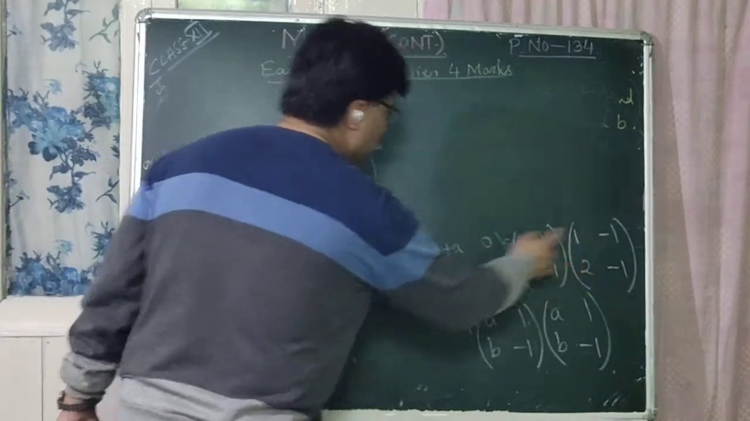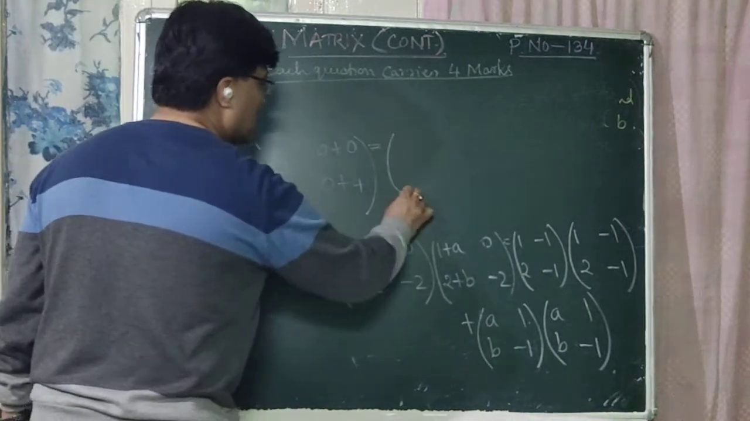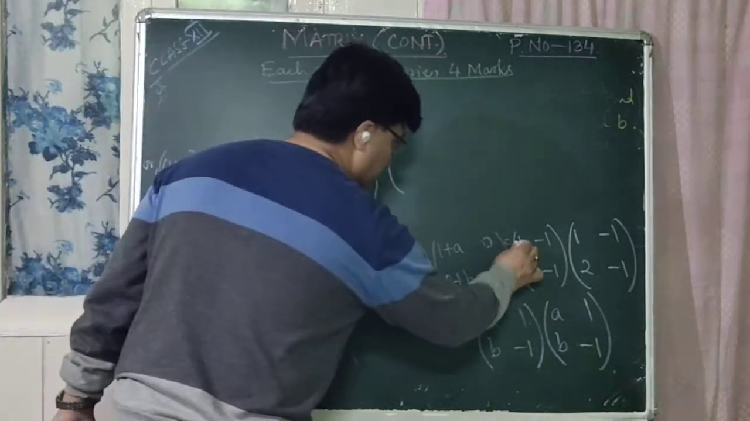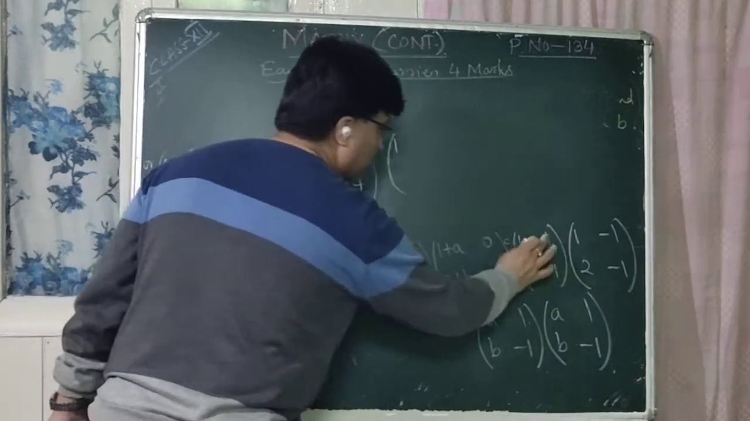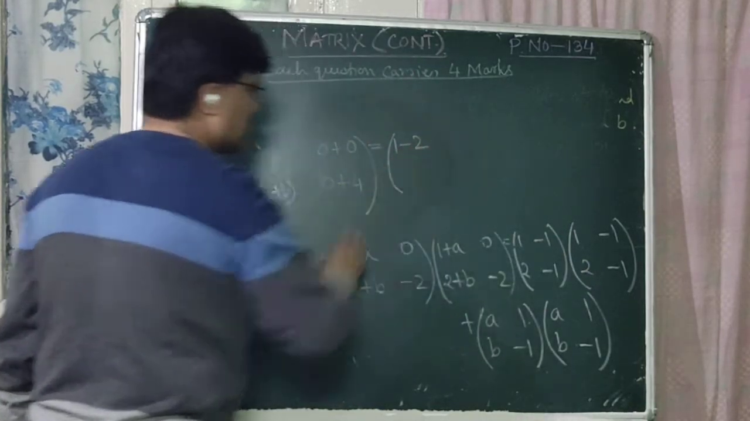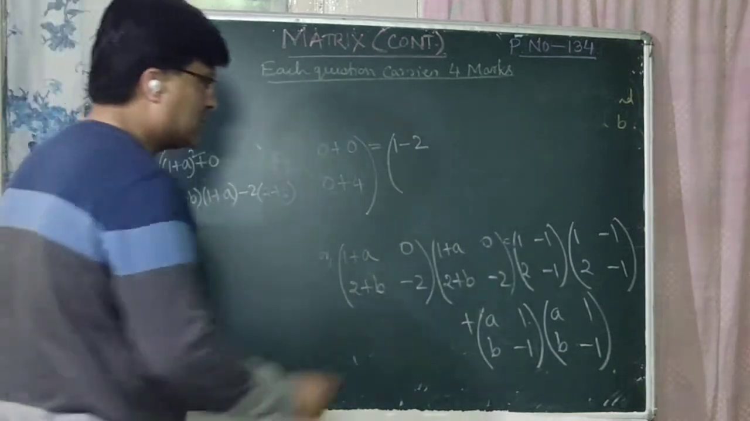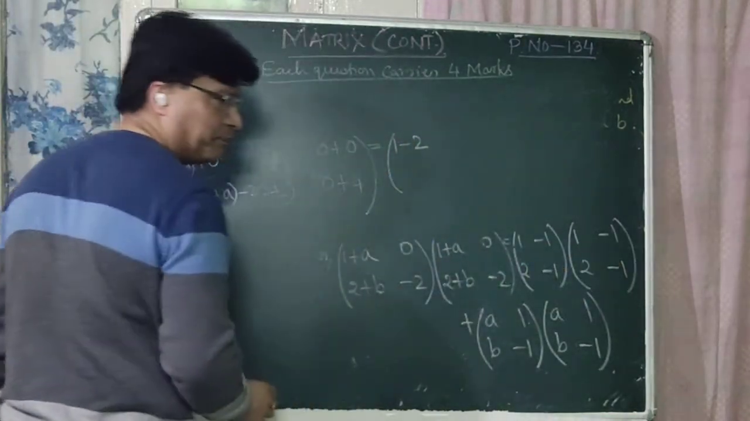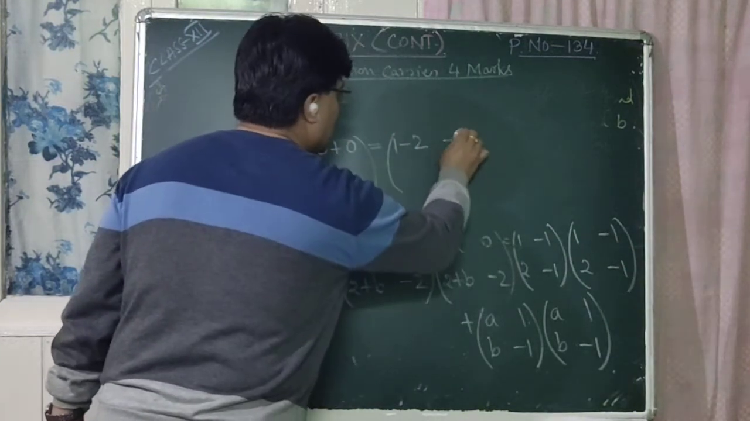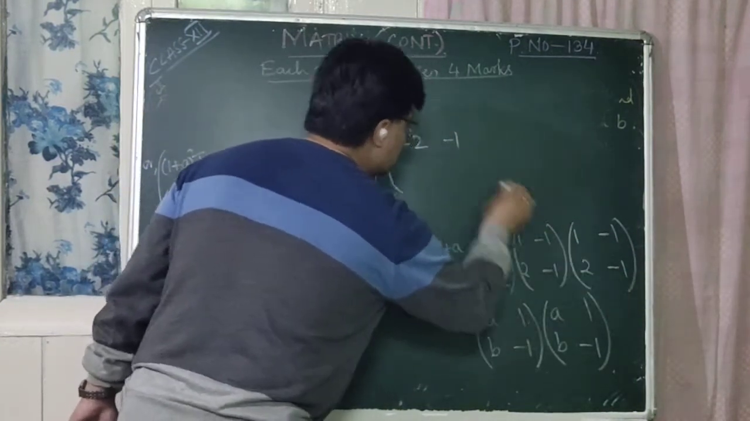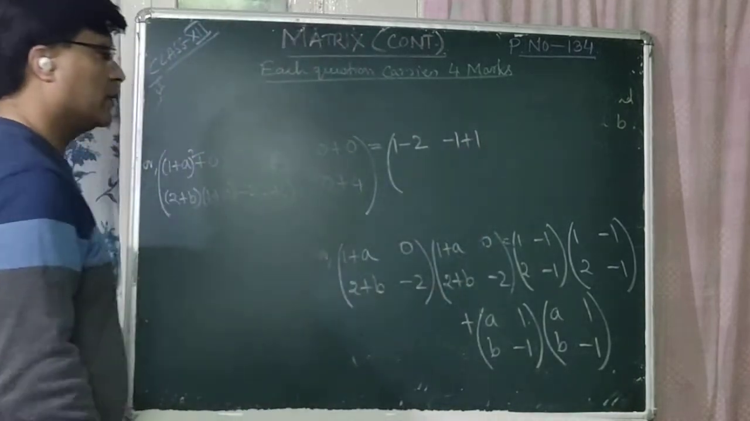you can multiply these two matrices again. So what is this product now? First row by first column: 1 ones are 1, minus 1 into 2, minus 2. Right? Next, first row by second column: 1 into minus 1, minus 1, minus 2, so minus plus 1.